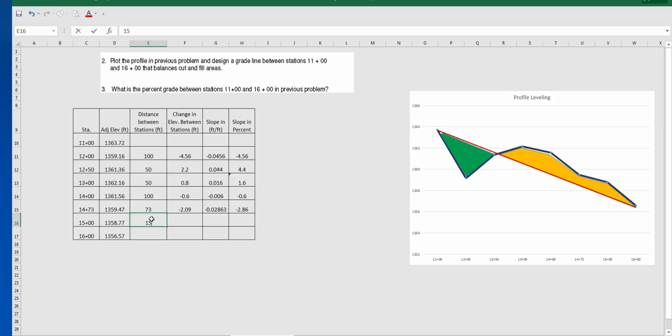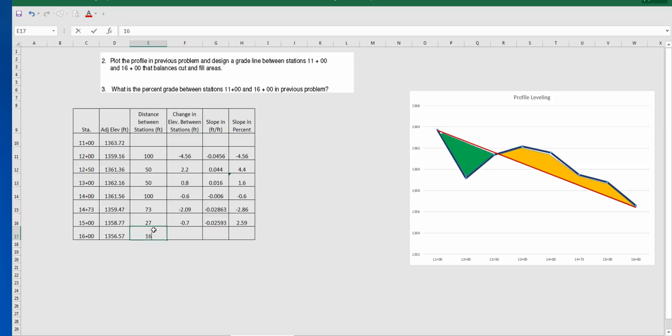So on this one, I've got 15 minus 1473. Now here's another cool thing. You can just drag this down and it copies the formula. So 1358.77 minus the 1359 gives us the value change between elevations. Rise, 0.07 divided by the run, the 27 feet between it. And I'm going to take equals 0.059 times 100. So you can either type the values in or you can use Excel to do the math for you.